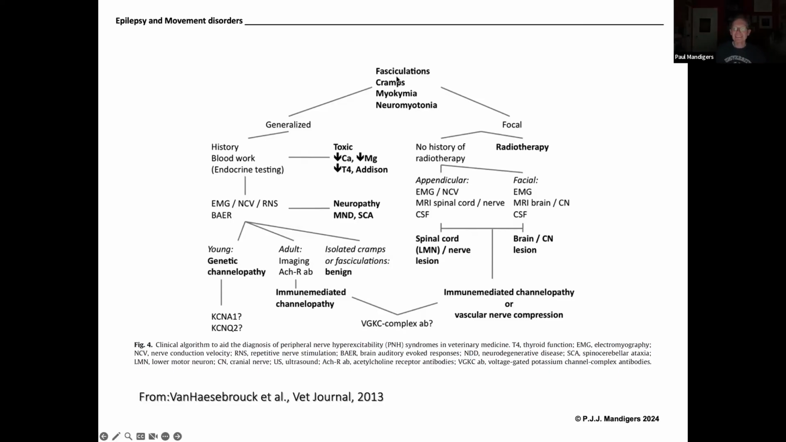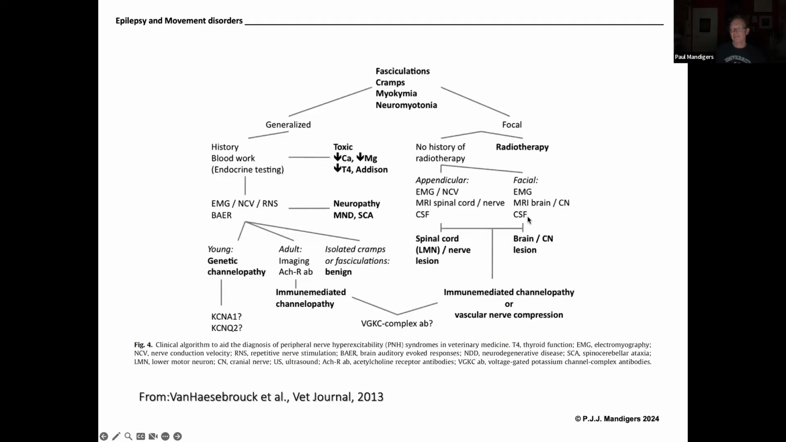But you could say, let's say that we are facing fasciculations, cramp, myokemia, or neuromyotonia. If it's focal, then you have to perform this type of diagnostics. Is it generalized? Then you have to perform this type of diagnostics. So if generalized, then it's logical to do a blood examination. If it's focal, not. If it's focal and it underwent radiotherapy, bam, your diagnosis is already there. If it's focal and, for instance, in the legs, then you can perform the EMG, etc. And it might be that you're suddenly diagnosing it. And it could be, for instance, a spinal cord problem, etc.